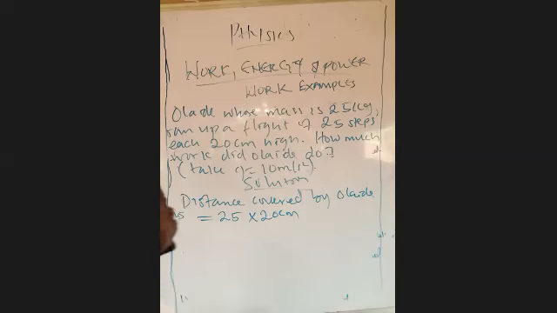This will give us 500. Now, the distance covered by Olaide is equal to 25 times 20, which is equal to 500 centimeters. So now we know the distance covered by Olaide.